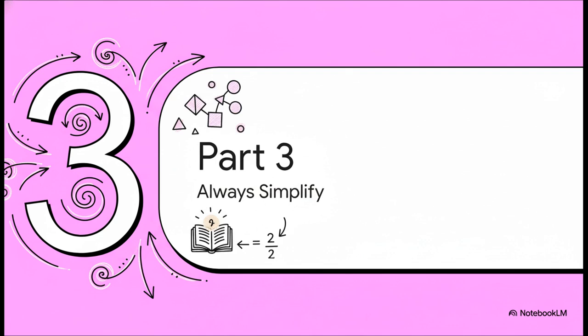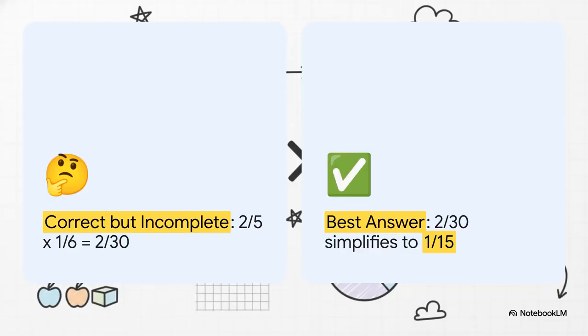Let's talk about part 3, always simplify your answer. So look at this. This really shows what I mean. If you multiply 2/5 by 1/6, you get 2/30. And hey, that's technically the right number. But it's not the best answer. We can simplify this. Both 2 and 30 can be divided by 2, right? So we divide them and we get 1 over 15. Now that's the clean, final answer your teacher is looking for.